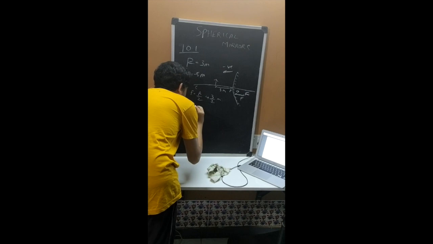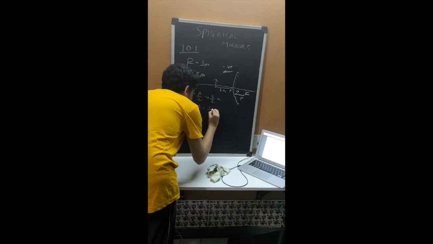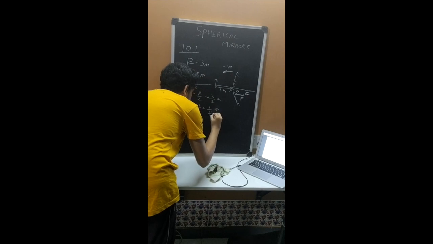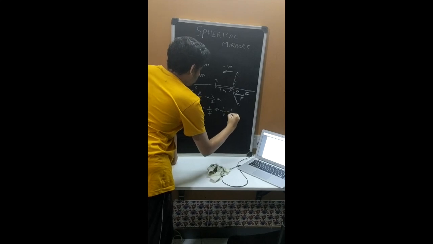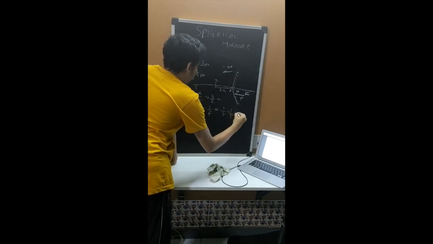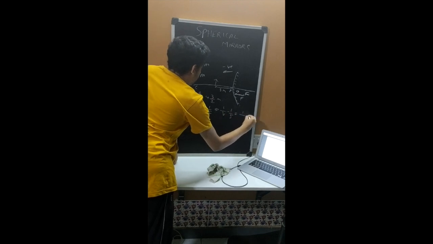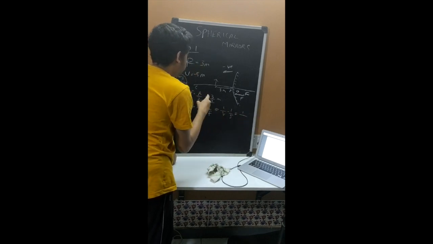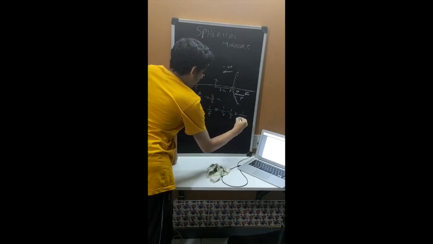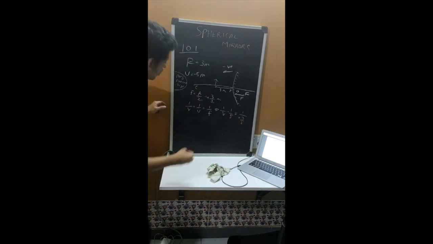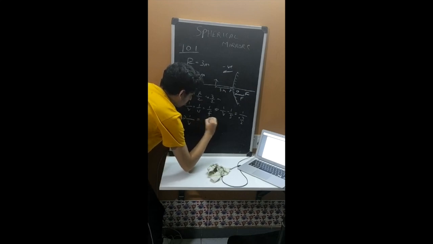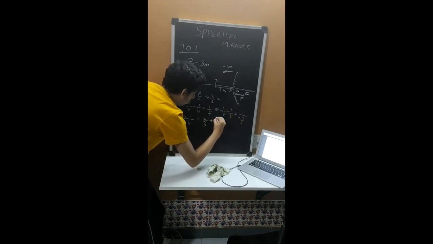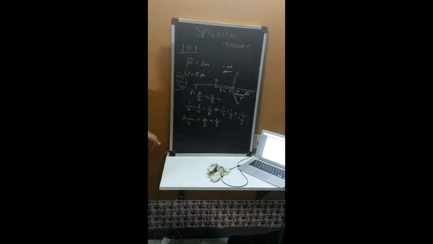So 1 by V plus 1 by U equal to 1 by F, which implies 1 by V, U is minus 5, so minus 1 by 5 equal to 1 by F. What is F? R by 2, that is 3 by 2 meters, and it is plus only. Implies 1 by V is equal to 3 by 2 becoming reciprocal, 2 by 3. Minus 1 by 5 will go here and become plus 1 by 5.